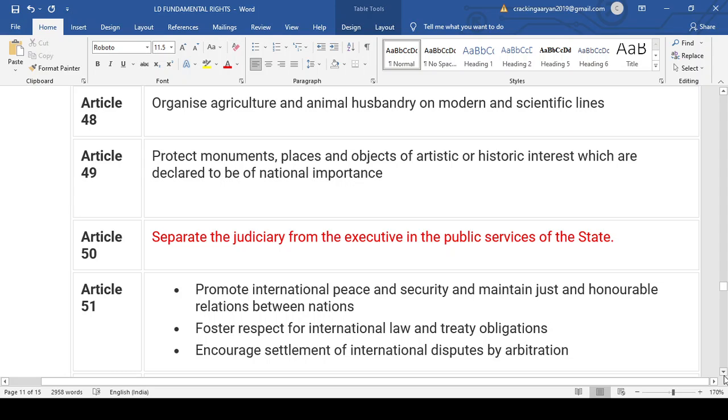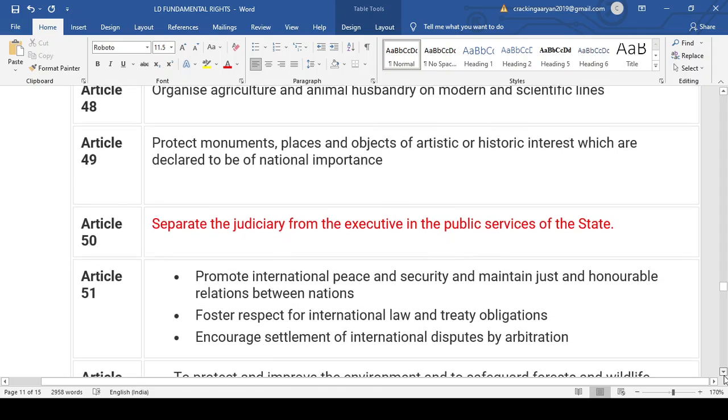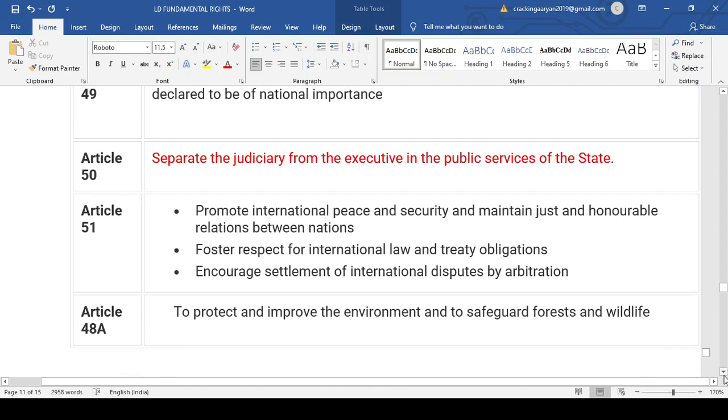Now we come to Article 51, that is promotion of international peace and security. The state shall endeavor to promote international peace and security, maintain just and honorable relations between nations, foster respect for international law and treaty obligations, and encourage settlement of international disputes by arbitration. That is Article 51, the promotion of international peace and security.